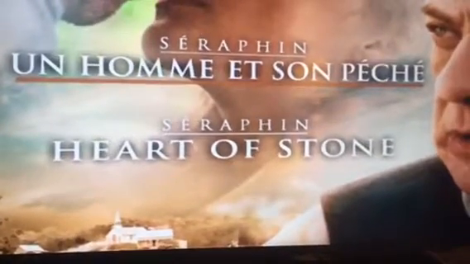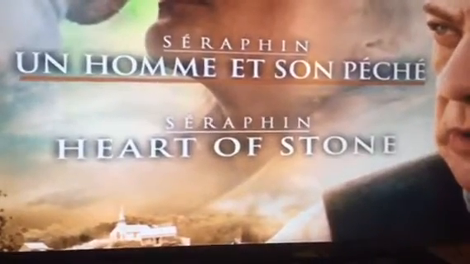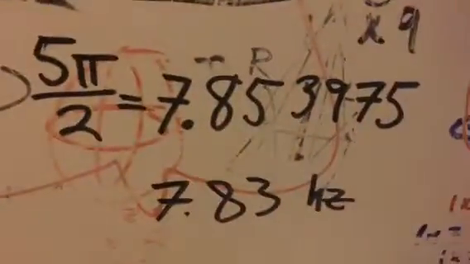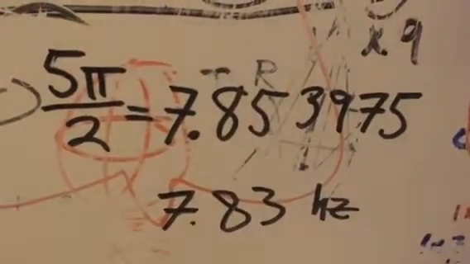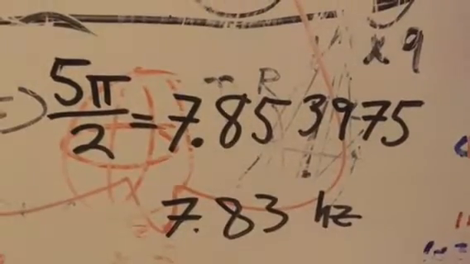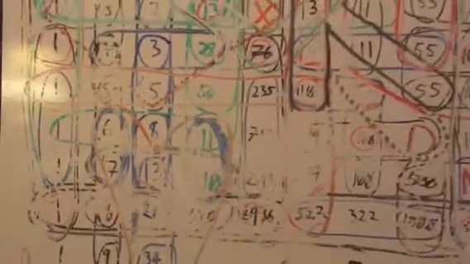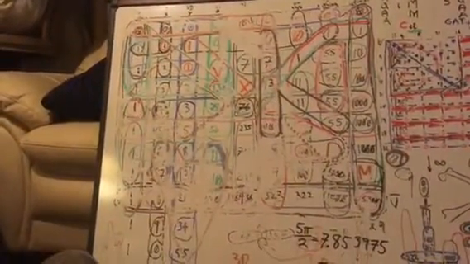I was going to watch this one, but I got distracted because I thought to myself, what if 5 pi over 2 is somehow related to the Earth? Let me explain.